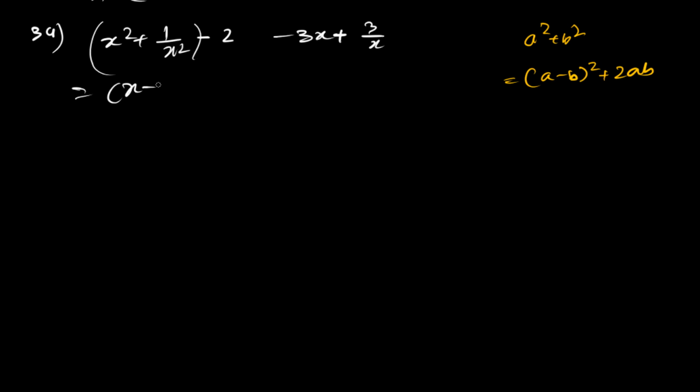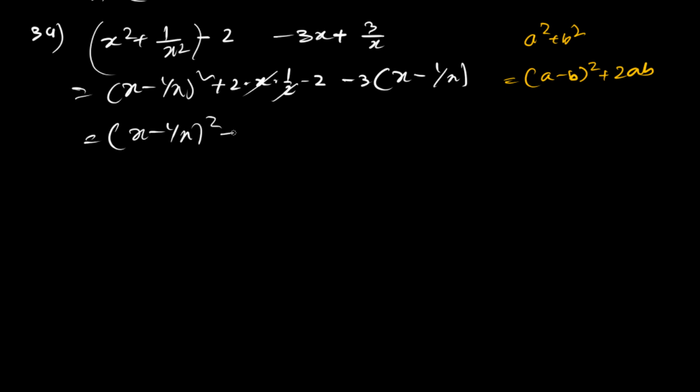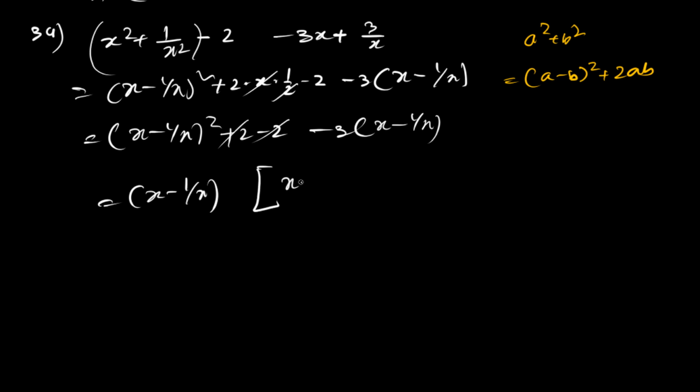So it is x minus 1 by x the whole square plus 2 into x into 1 by x minus 2, and from the last two terms I can take minus 3 common. It will be x minus 1 by x. So we are left with x minus 1 by x whole square plus 2 minus 2 minus 3 into x minus 1 by x. 2 get cancelled, so I can take x minus 1 by x common. I will be left with x minus 1 by x minus 3. So that will be the answer for the 34th question.